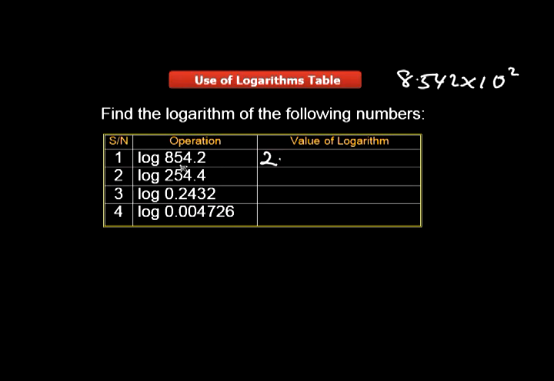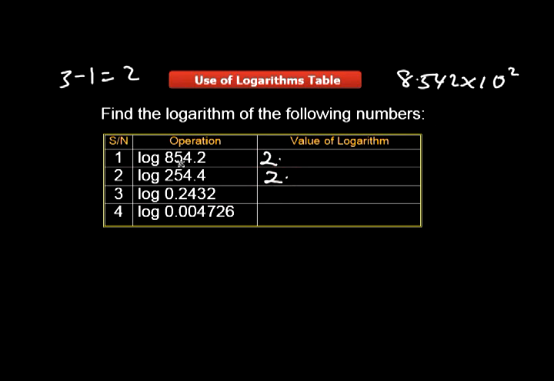Another way of doing it is to count the digits, the whole number part, all the digits before the decimal point. You count all the digits and subtract 1. You can say 1, 2, 3. That's 3, isn't it? Minus 1, that will give you 2. That's the characteristic.